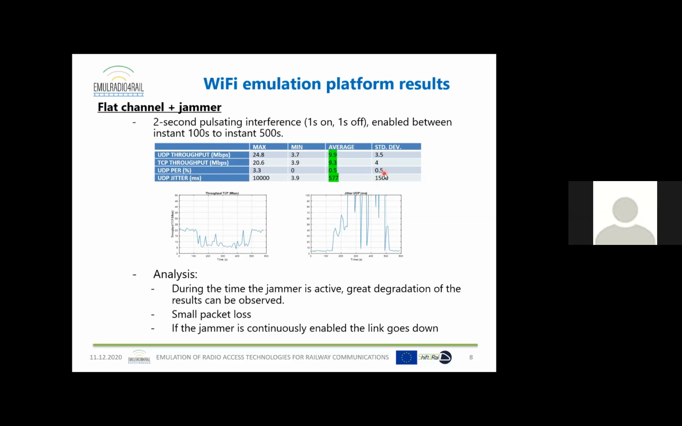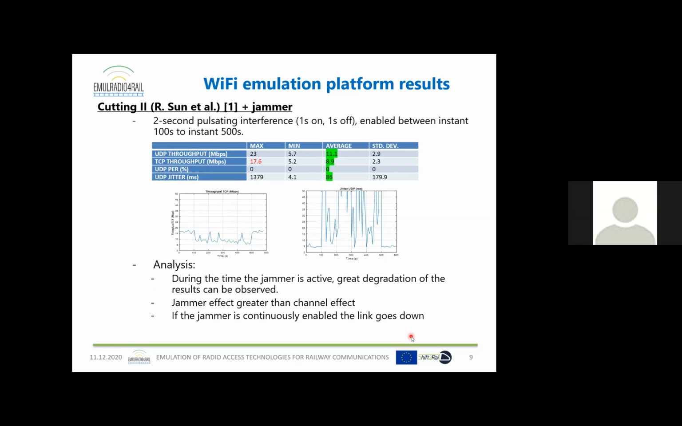So what we do here is, during the time that the jammer is active, there's a great degradation in the throughput, in the jitter, and in this case even in the packet error rate. In case we don't apply a pulsating interference, but we just enable the jammer, the link goes completely down. I mean, there's so much packet loss that it's not able to recover it.